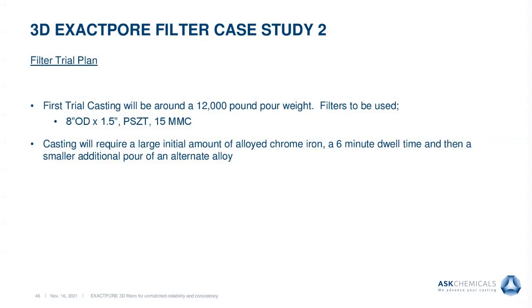The trial plan was to find a casting around 12,000 pounds and use an 8-inch round 15 mmC tundish filter. The casting will require a large amount of high alloyed chrome iron with a 6-minute dwell time, and then a smaller additional pour of an alternate alloy after.